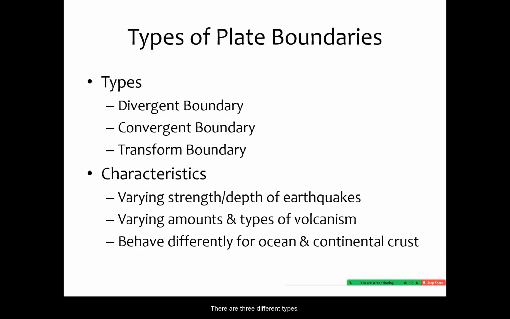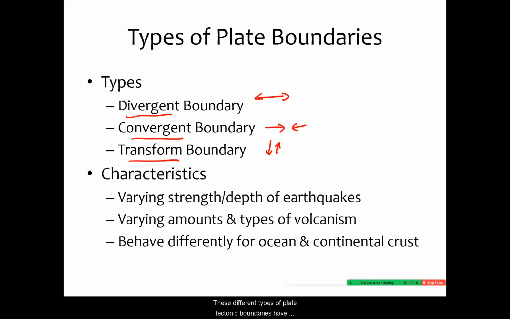There are 3 different types of plate boundaries that reflect different types of motion. There are divergent, meaning moving apart. There are convergent boundaries, meaning moving together. And there are transform boundaries, meaning moving laterally relative to one another.